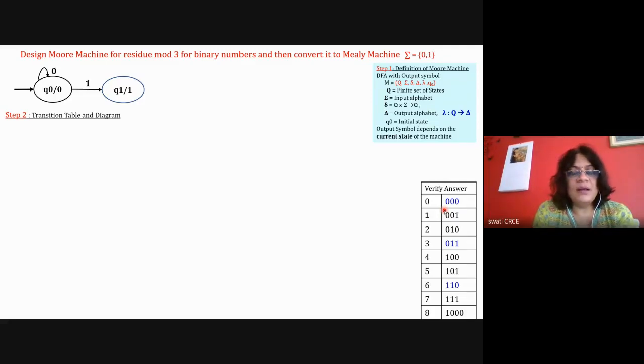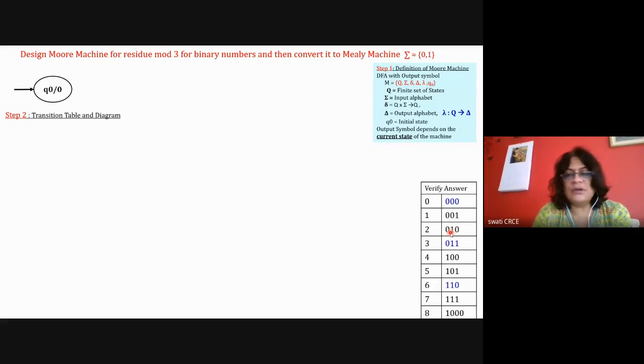Okay. I think no doubts now. For 000 the remainder is 0, so the output generated will be 0. For 001 the remainder is 1, the output will be 1. For 010 the remainder is 2, the output will be 2. That way we will design the machine. Okay. So now start designing the machine.